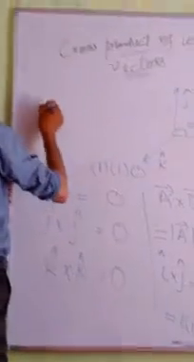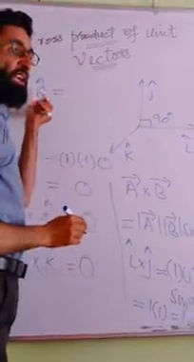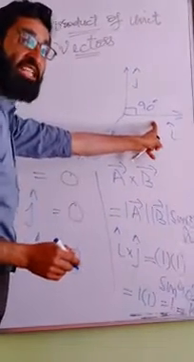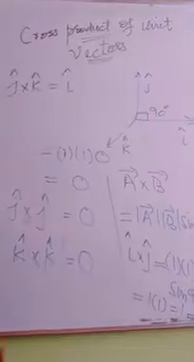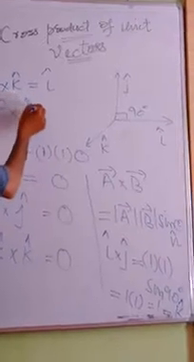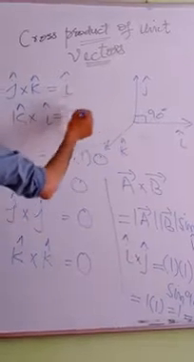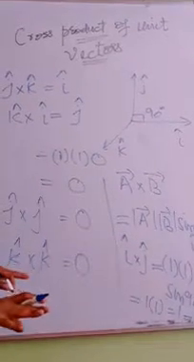Similarly, we can write j cross k cap. It comes out to be a unit vector which is perpendicular to j and k. What is a unit vector perpendicular to j and k? i cap. Therefore, we can write j cross k cap is equal to i cap. Similarly, we can write k cross i cap. It will be equal to what? It will be equal to j. Clear? अच्छे से समझ आया ना?